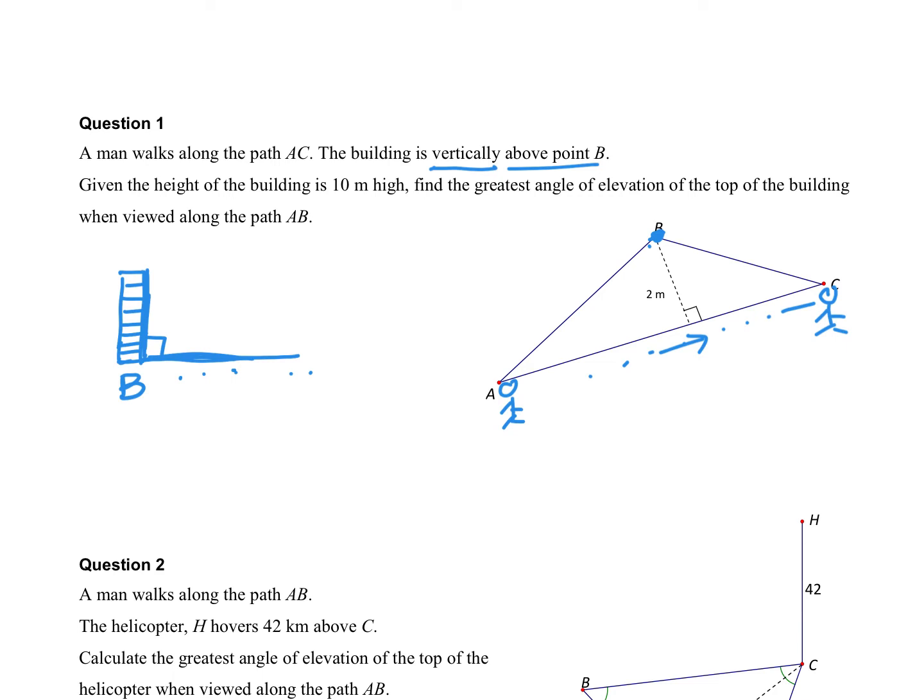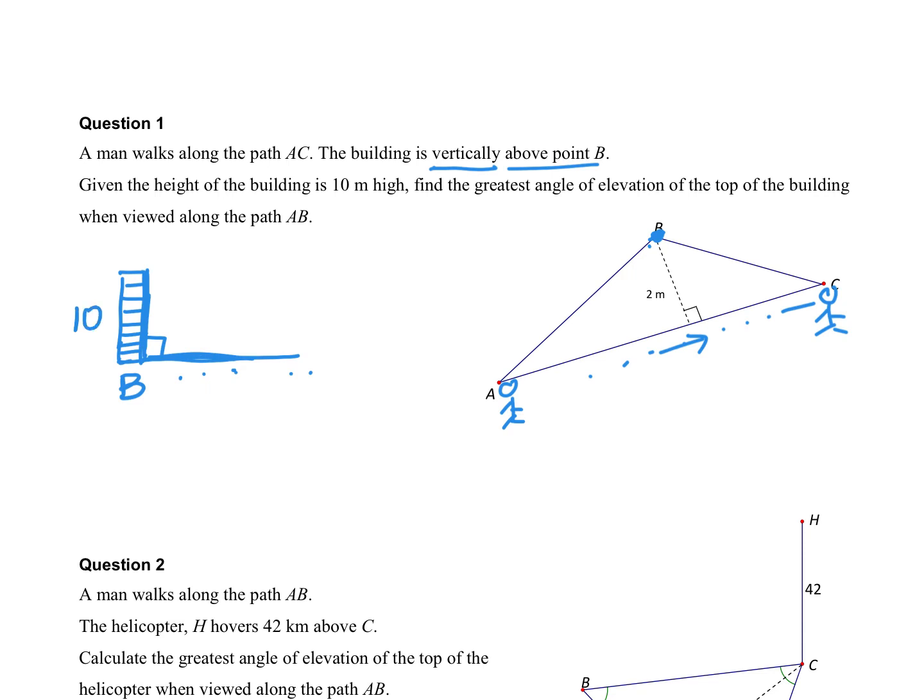Okay, so is this building on the diagram? It's not on the diagram, cannot see. So I need to translate it into another 3D diagram on my own. I need to visualize it. Okay? Then they tell me the height of the building is 10 meters.